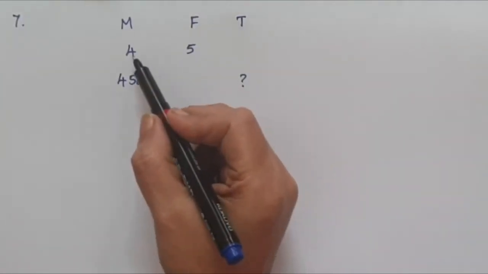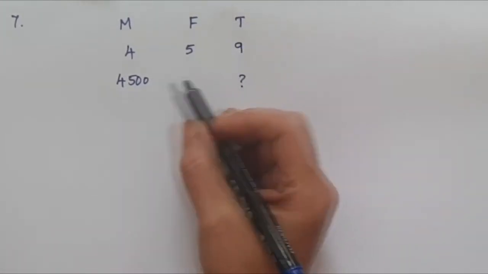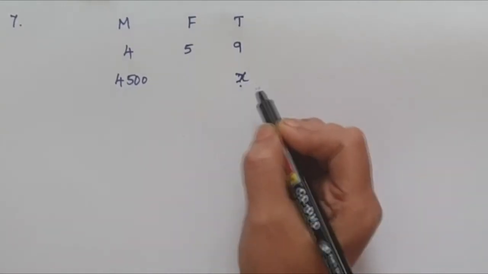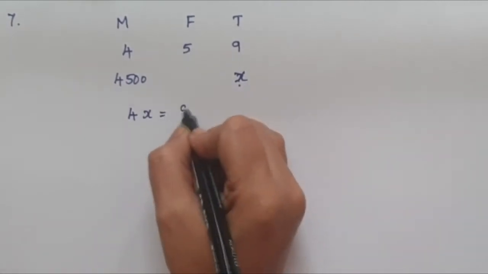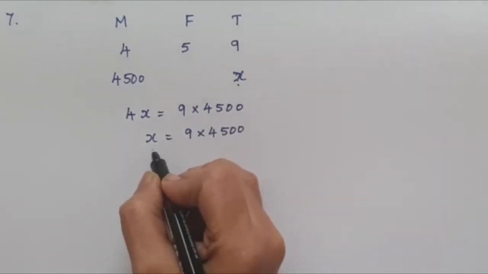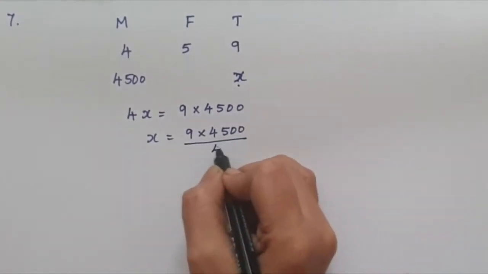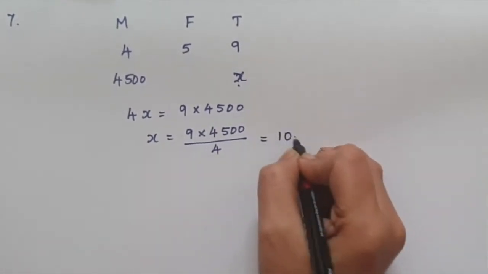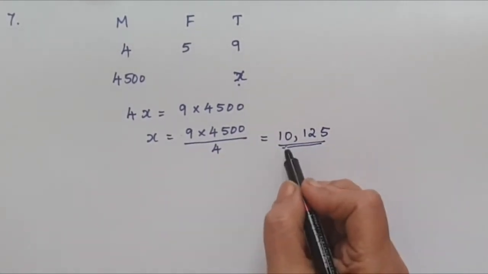In order to find the total, we add the ratios of male and female, so that will be equal to 9. Now we cross multiply these two and find the value of x. When we cross multiply, 4x will be equal to 9 multiplied by 4,500. So x will be equal to 9 multiplied by 4,500 divided by 4. This will give us an answer of 10,125. So total spectators in the stadium were 10,125.